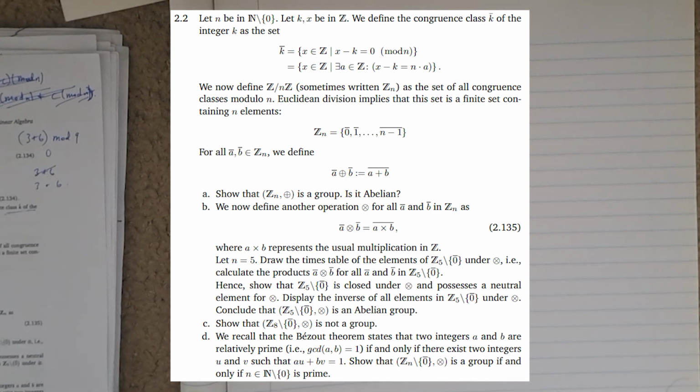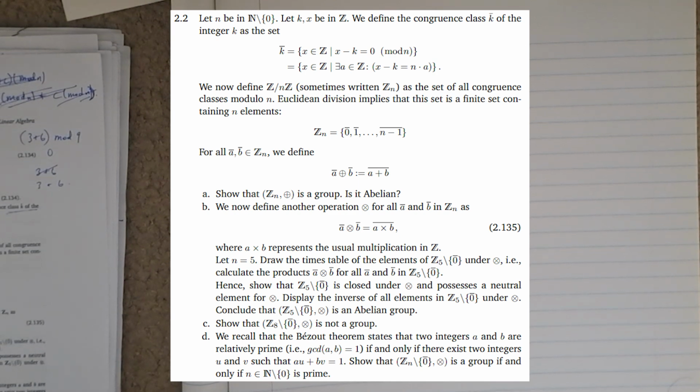Right. Let's look at the question. It says let n be an element in the natural number set that does not have 0, and let k and x be integers. We define the congruence class k-dash of integer k as the set which contains all integers that give x equal to k mod n. We now define a set which contains all these congruence classes modulo n.